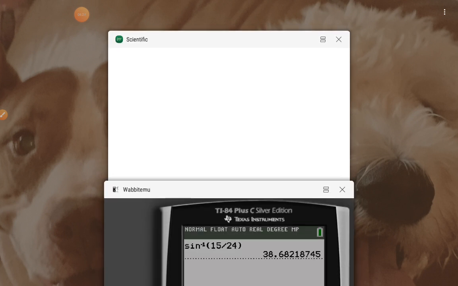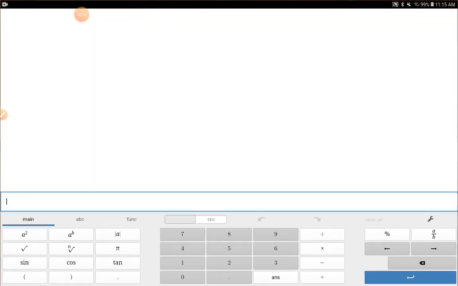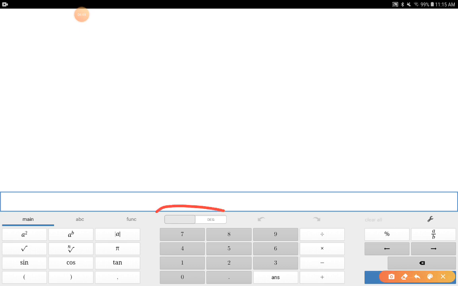And I'm going to use the Scientific Desmos calculator. I actually downloaded the app. There's an app for it. There's a graphing Desmos, and then there's a calculator Desmos. In this case, we still want to make sure that we're leaving this with the degree. Don't change it to radian.